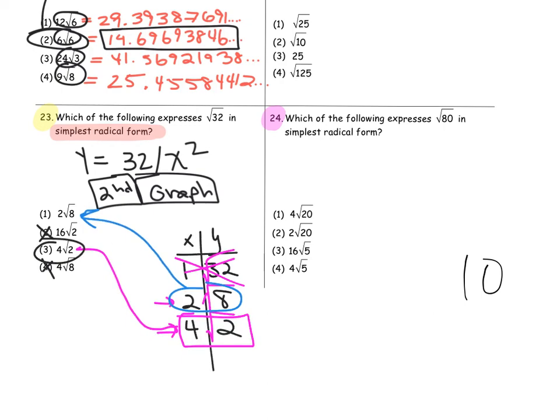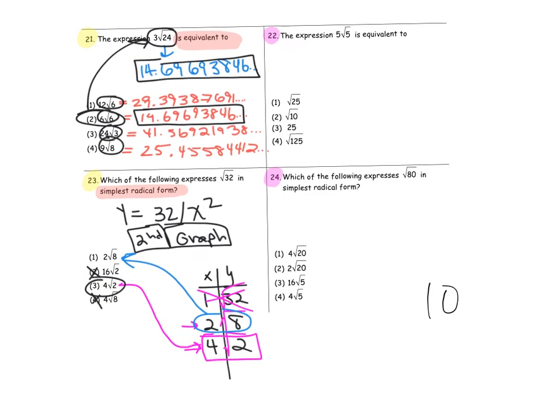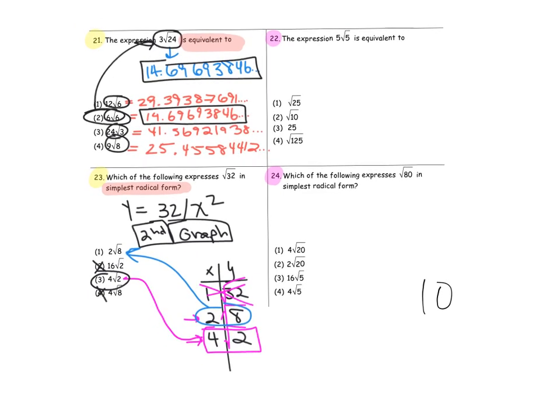All right, guys, I hope you found this video helpful. Again, I'm going to post the answer here for 22 and 24. So 22, you should have gotten 4, and for 24, you should have gotten also 4.